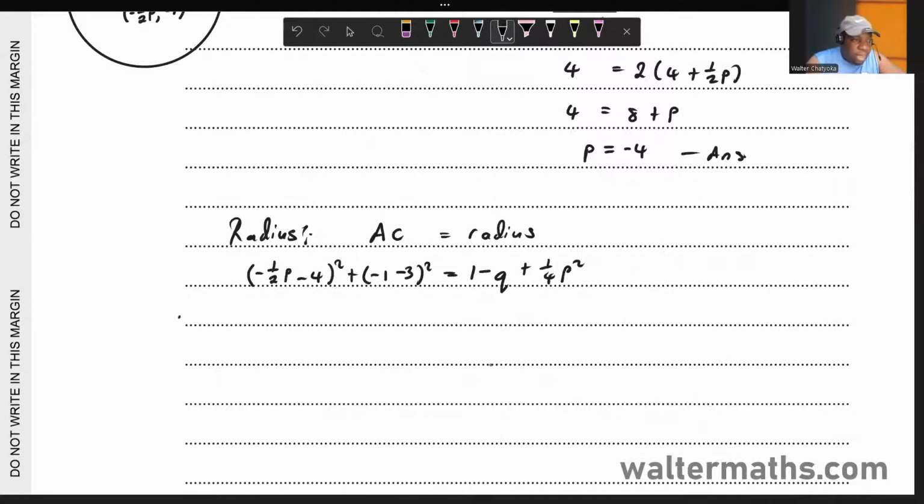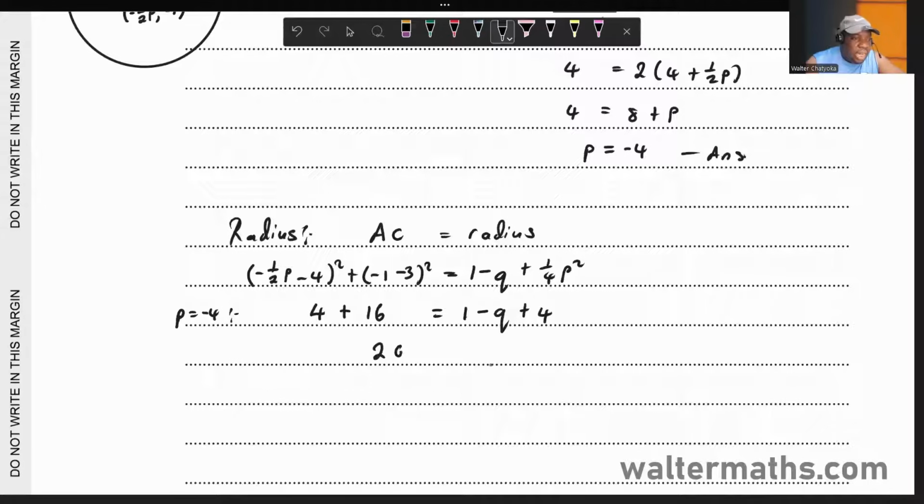But p is −4, mind you, we got that just now. So −½ of −4 is 2, and 2 − 4 is −2, so this squared should be 4, and plus, this is 16. It's equal to 1 − q + ¼ of (−4)², which is just going to be plus 4. So this is what we have.